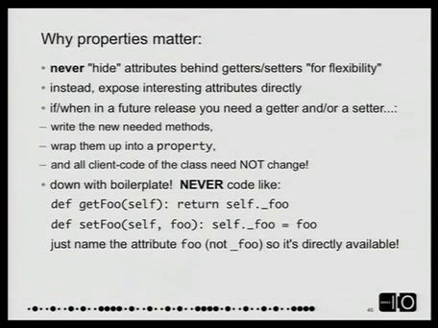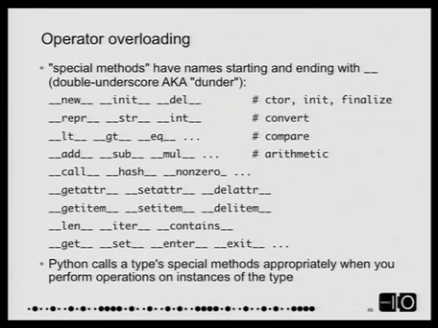Do not code this kind of thing. Just name the attribute without a leading underscore so it's visible, and let people use them, and wrap it if and when that becomes necessary. I did mention Python has operator overloading.